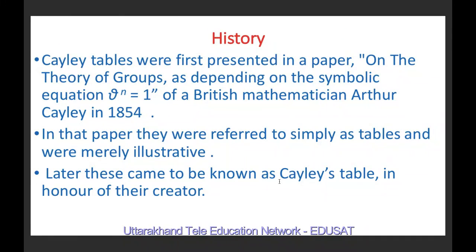Some historical facts. Cayley tables were first presented in a paper, On the Theory of Groups, as depending on the symbolic equation theta raised to power n equal to 1, by a British mathematician Arthur Cayley in 1854. In that paper, they were referred to simply as tables and were merely illustrative. Later, these came to be known as Cayley tables in honor of their creator.